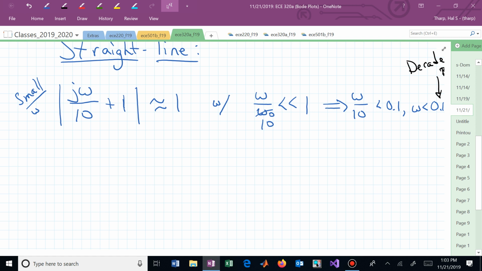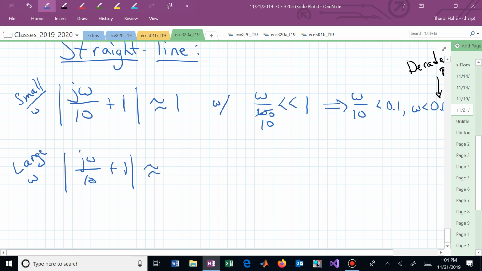Let's now do the same thing for the large frequency. Now we want the imaginary component to dominate. And when is that going to happen? Well, if we use a similar thought process, we would say this needs to be much bigger than 1. Then we need omega over 10 to be bigger than 10. We're comparing it to 1. That's why we put it in time constant form.